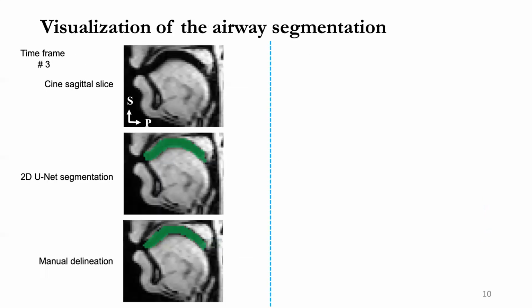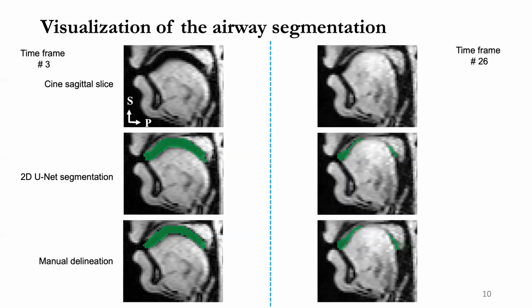Here are some visualization results of the airway segmentation. These figures show visual comparison between the automatic airway segmentation and the manual delineation from one testing subject. The left column shows the comparison at the third time frame. From top to bottom, the figures are cine sagittal slice, the 2D UNet segmentation result, and the manual delineated airway mask. And the right column shows the same comparison at the 26th time frame. We can observe that the network successfully identified the boundary of the airway.